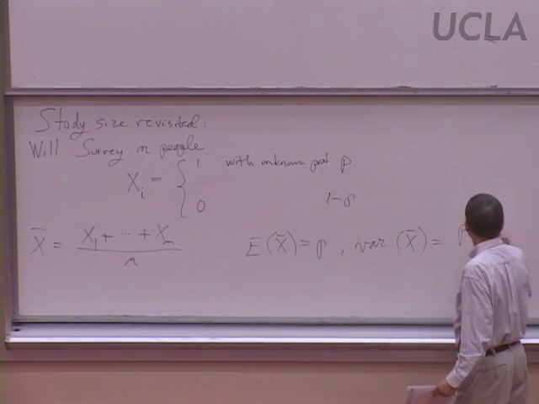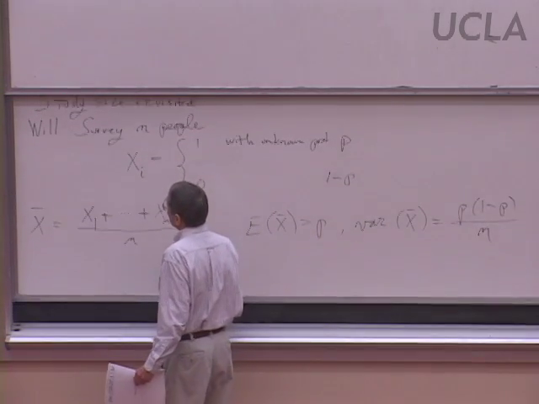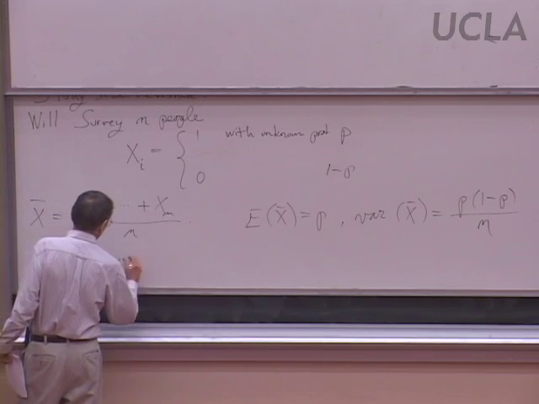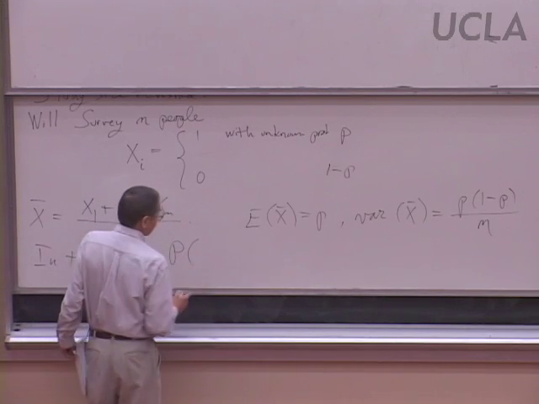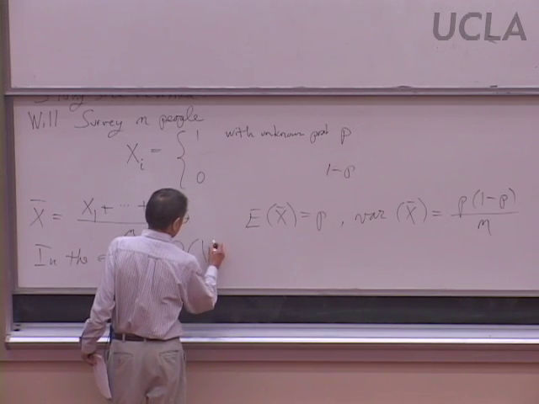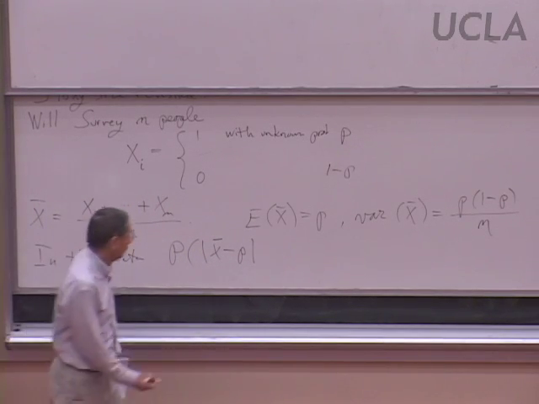The variance for an individual x of i is p times 1 minus p. And the variance for the average, and the standard deviation for the average is the square root of this. But then we've always been focused on a certain equation. We want the error to be small. That is, we want x bar minus p in magnitude to be as small as we can.